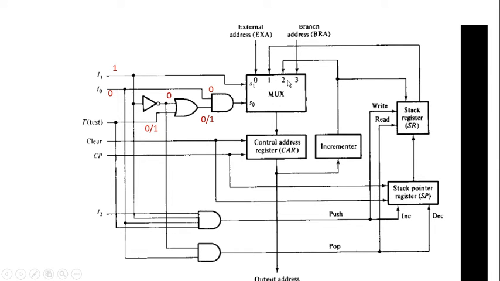If the multiplexer chooses the second as the output, then the current address of the control register is going to increment by 1 and be written back into the stack register. Sorry, not into the stack register now. The value which is incremented by 1 is taken by this multiplexer as the input and is going to be written back into the control address register. So the current value of the control address register is going to increment by 1 and be written back into the control address register.